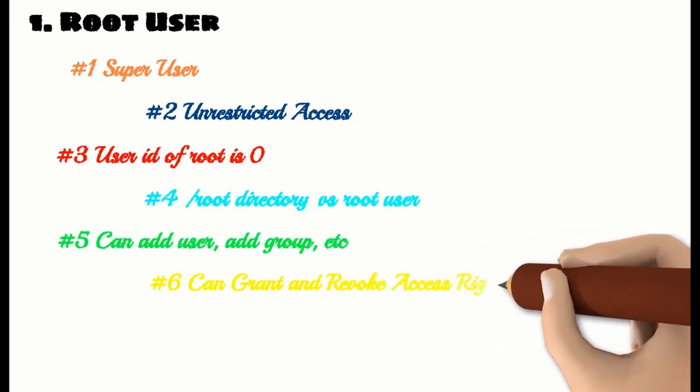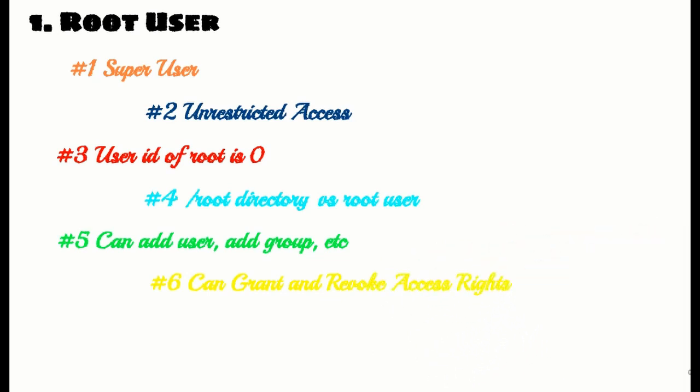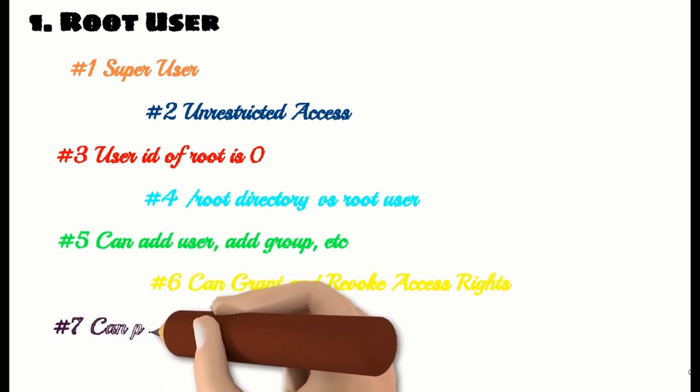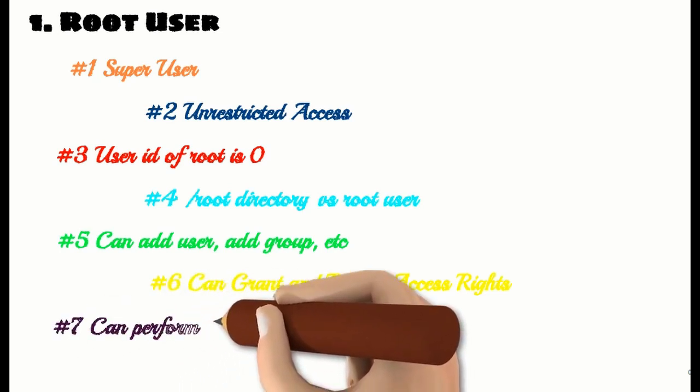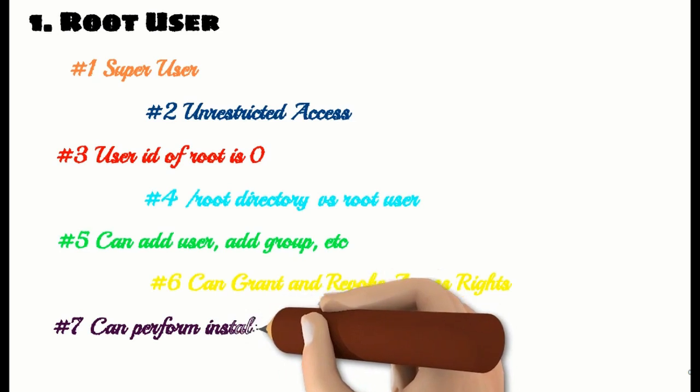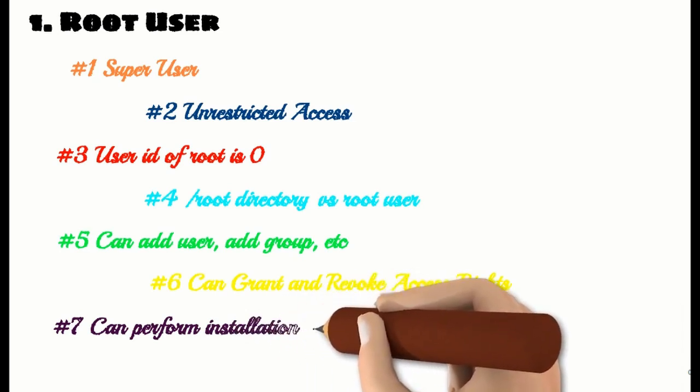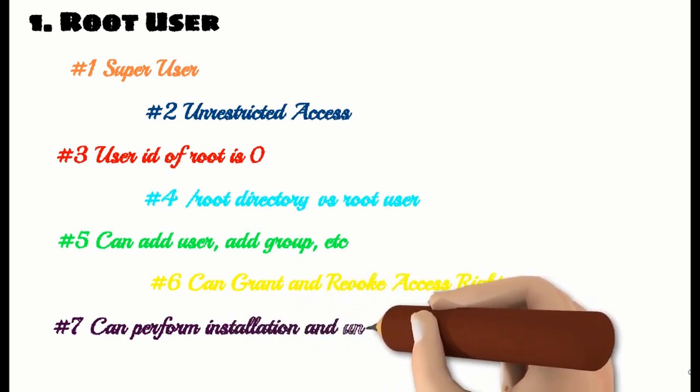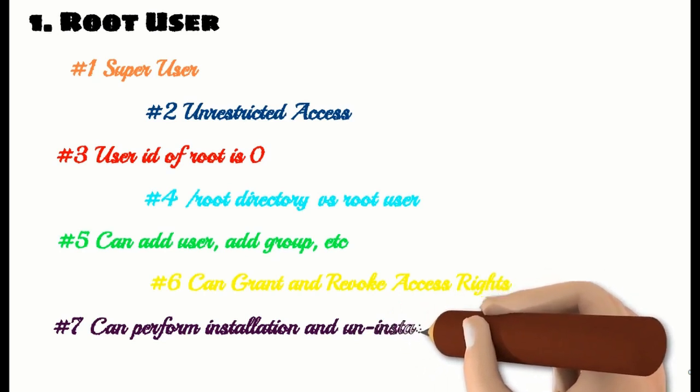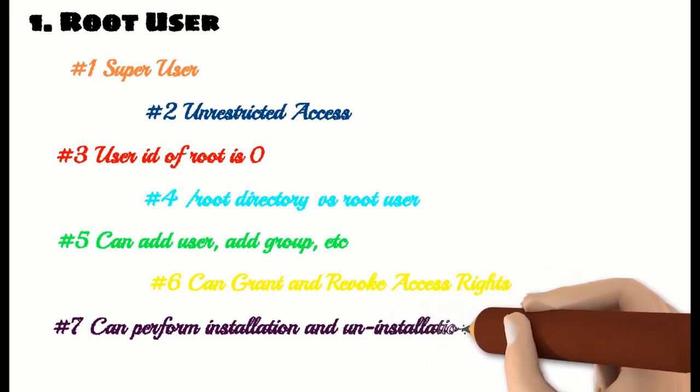Now, what are access rights or access permissions? For that, I have already made a separate video. If you have not seen that, I'll put a link in the description below. You do watch that video. The installation and uninstallation of any application can also be done by the root user. The programs can be installed or uninstalled by only root user.